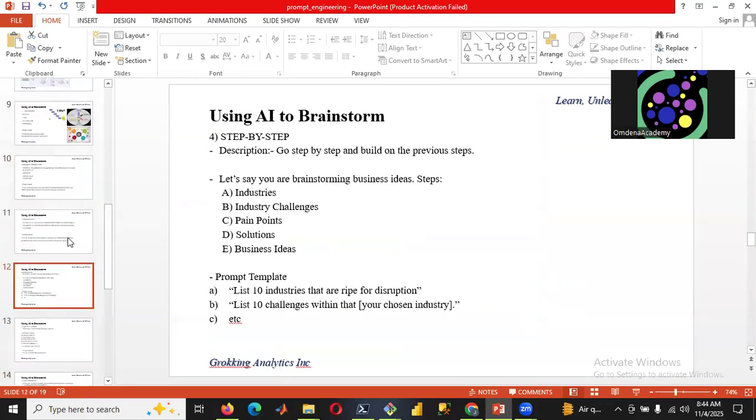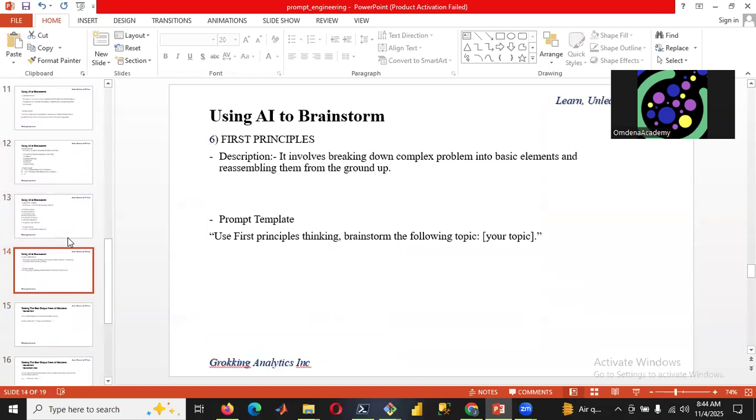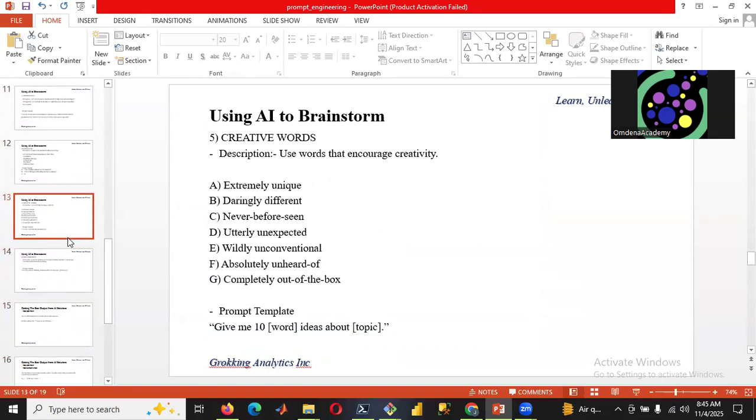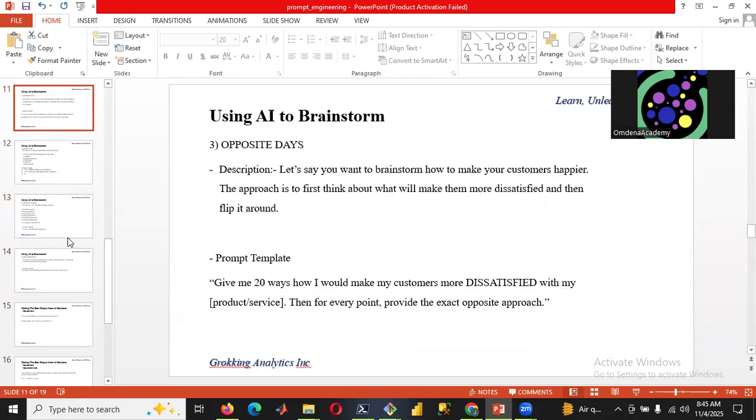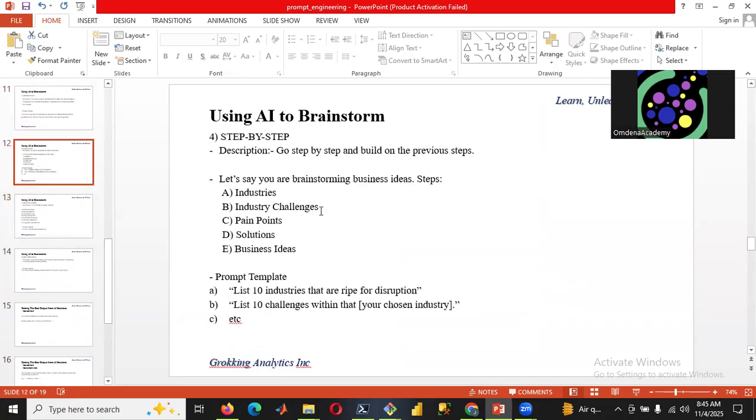For this one, we have these steps. Let's say you are brainstorming business ideas. You look at several industries to pick a particular industry. Then you check the challenges in that industry. Then you identify the pain points. All this is based on the query you're sending to the large language model. You identify the solution for these pain points, and then you generate a business idea from there.